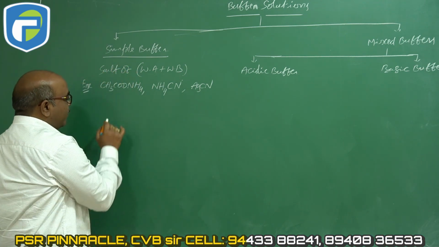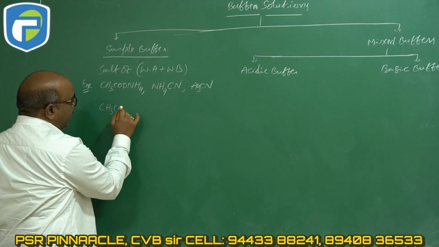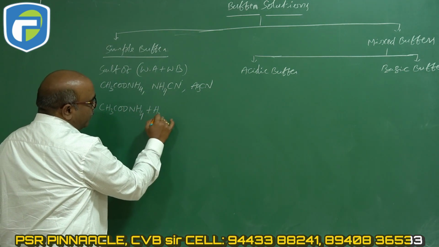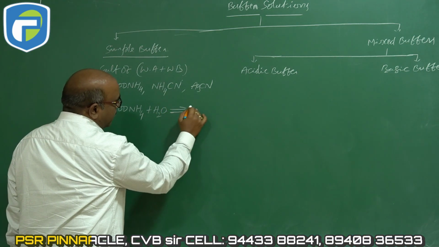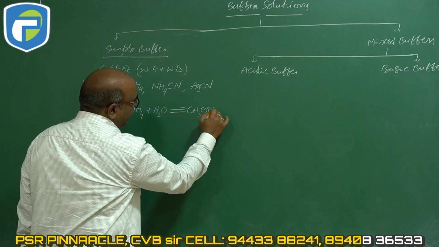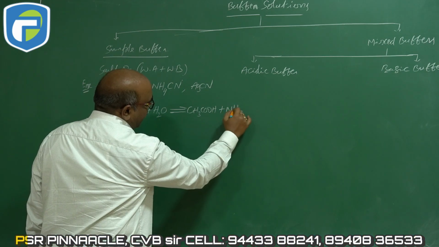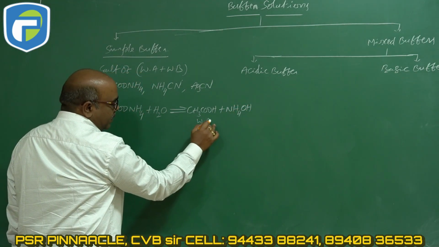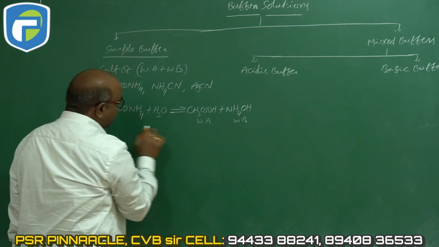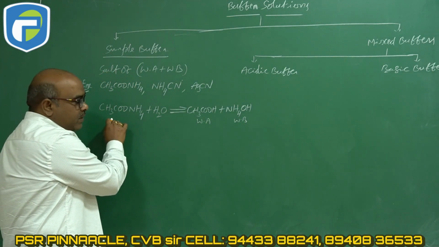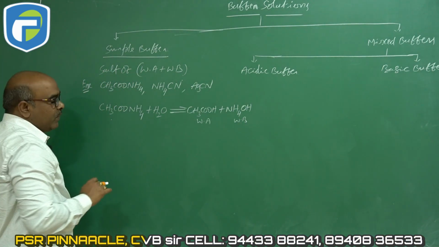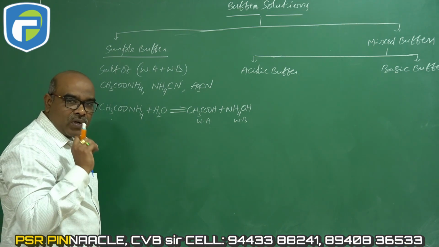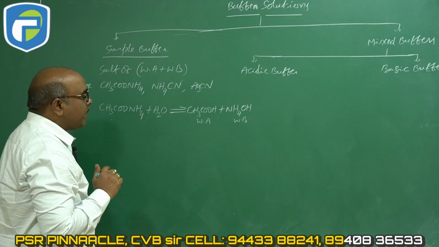Take CH3COONH4. Plus H2O, we get weak acid CH3COOH and weak base NH4OH. So it is a salt of a weak acid and a weak base, and it can act as a buffer. If you add a small amount of strong acid or strong base, there is no change in pH value.